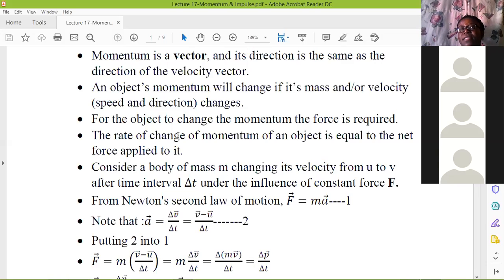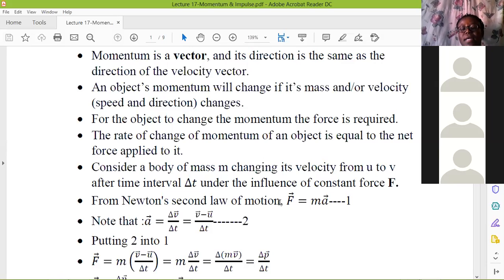And we said, if you remember, from Newton's first law, that if the force is constant, then the object is not accelerating. So in order for the object to accelerate, there should be a net force applied to that object.